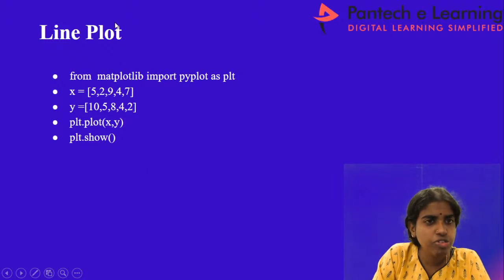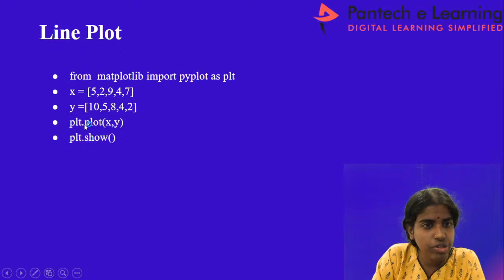So the first type of plot is the line plot. From matplotlib, I am importing pyplot as PLT. And I am storing this x and y values. For example, x equal to within square bracket, I am storing some numbers. And y equal to within square bracket, I am storing some numbers. And PLT dot plot function.